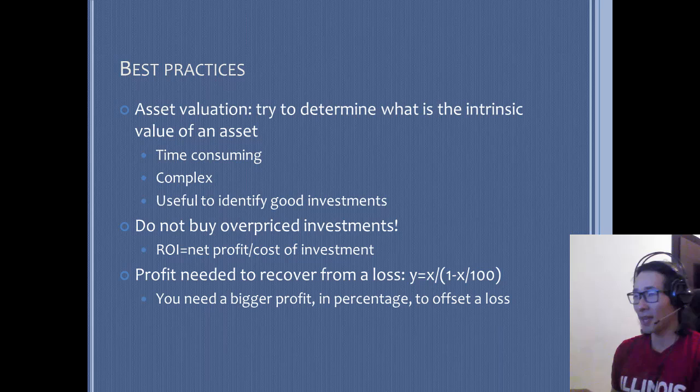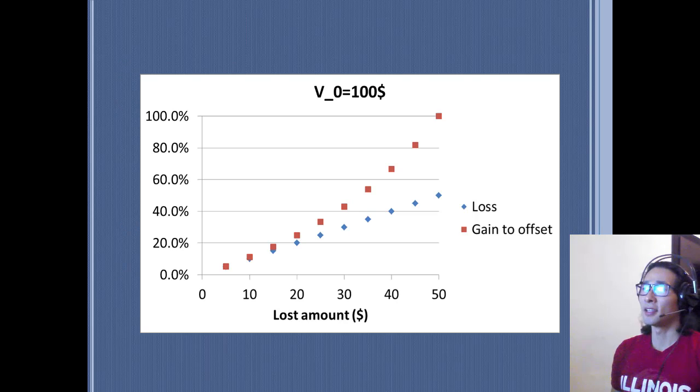So I went ahead and plotted two charts. This first one starting from initial investment of $100. In the x-axis we have the lost amount in dollars, and in the y-axis there are the percentages. Blue points show the loss percentage. Since the initial value is 100, it's pretty straightforward. So when we lose $20, it's equivalent to a 20% loss. When we lose $40, it's equivalent to a 40% loss.